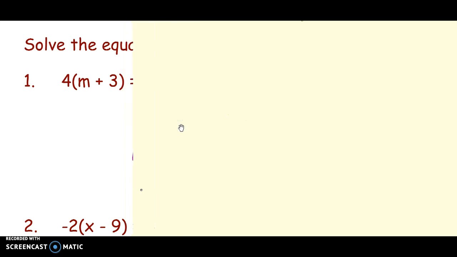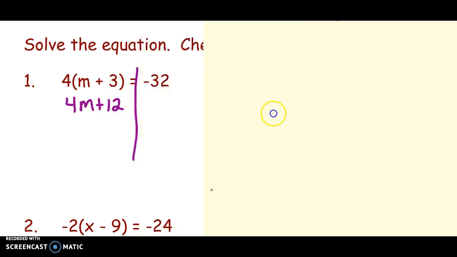So I'm going to simplify just the left side. So I have 4 times the quantity m plus 3. So I'm going to take m plus 3, 4 times, which means I have 4 m's and 4 3's is 12. That equals negative 32.